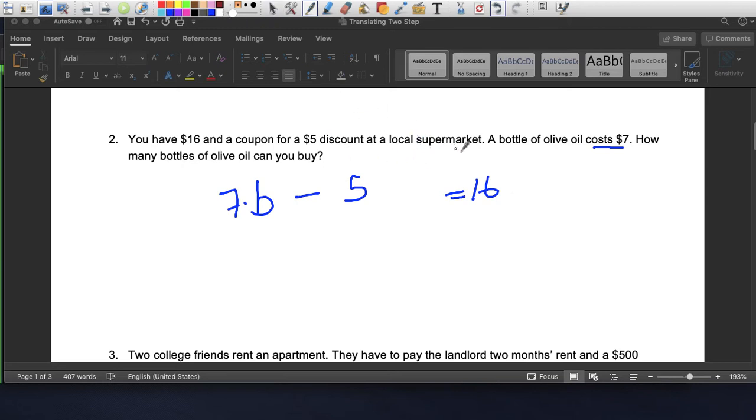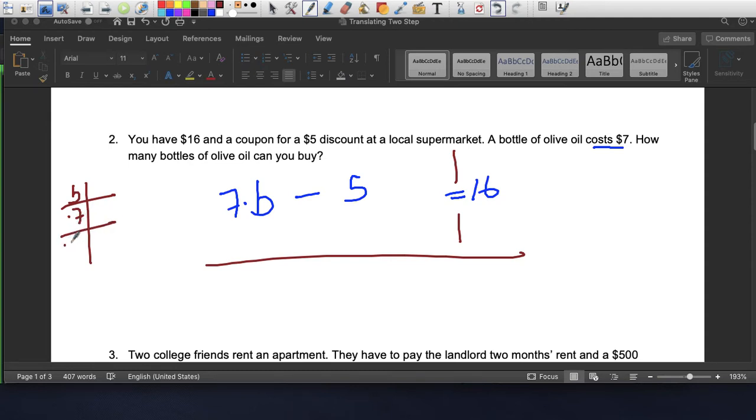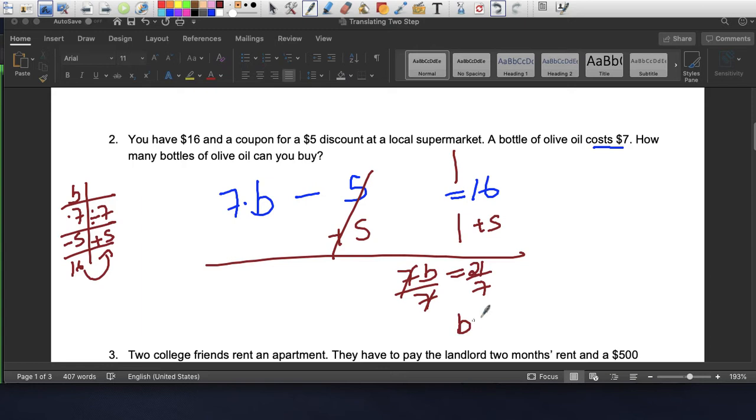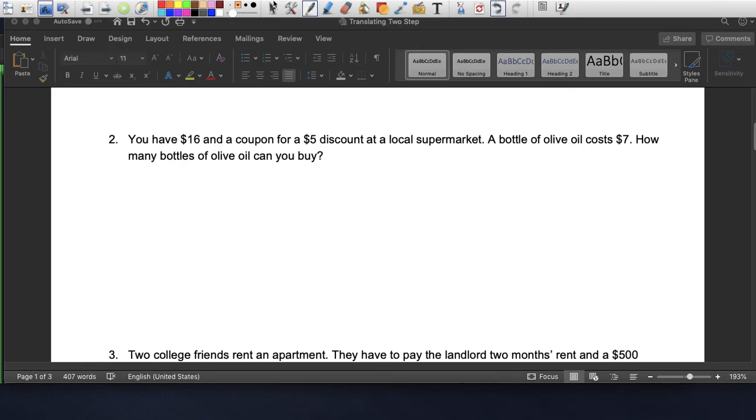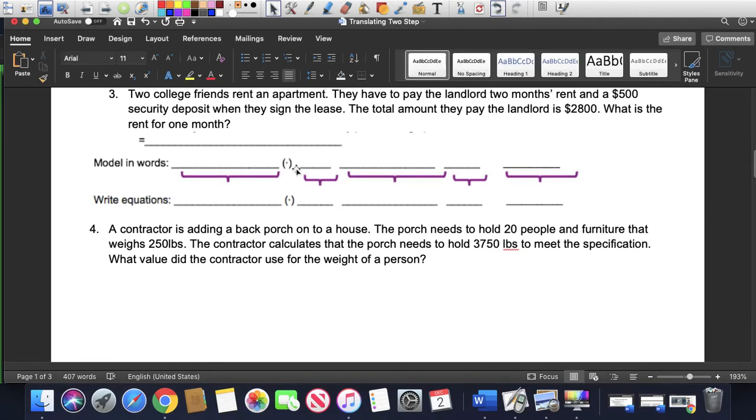Again, you can do your story. My variable is b. It's being times 7, and then minus 5 equals 16. Going backwards is going to be plus 5, and then divided by 7. So the first thing I'm going to do is plus 5 here, plus 5 here. It's going to give me 21. These two go away, and 7b equals 21. Divide by 7, divide by 7. b equals 3. So I can buy 3 bottles of olive oil. Nice and simple.